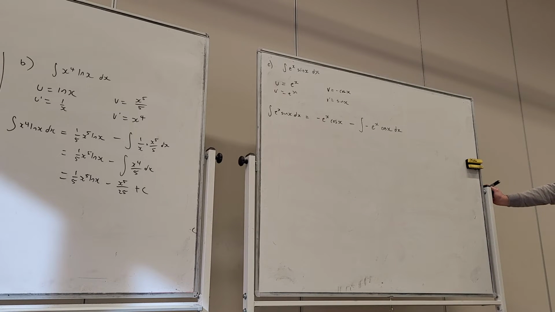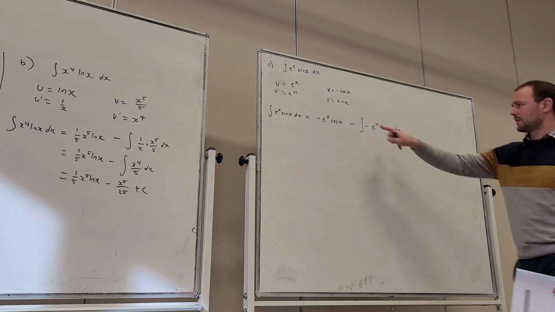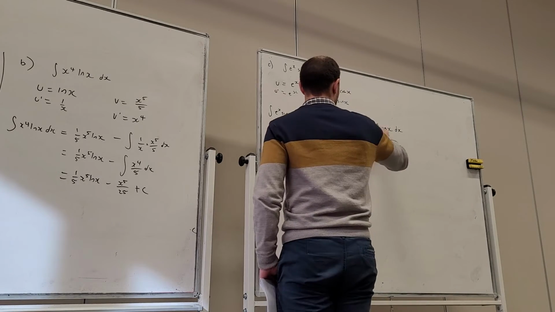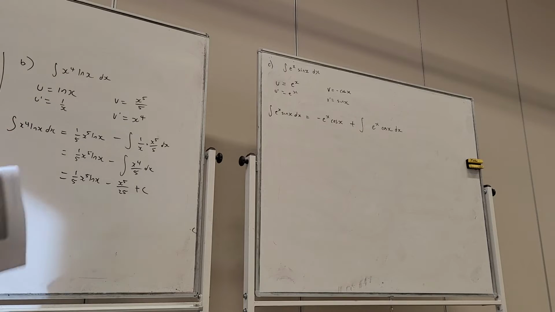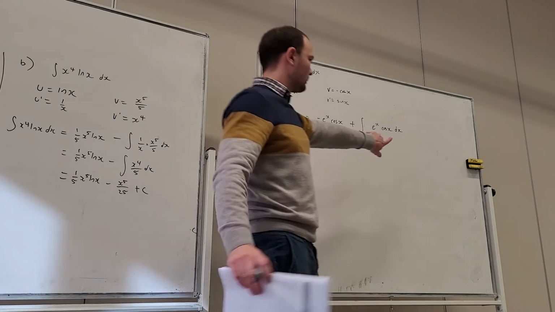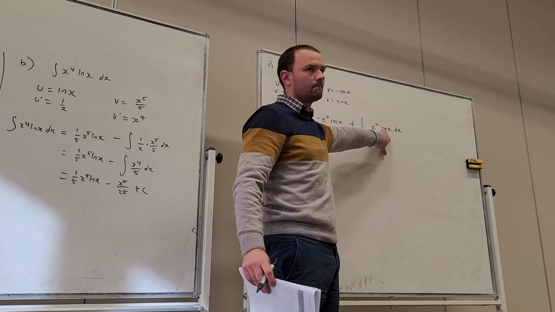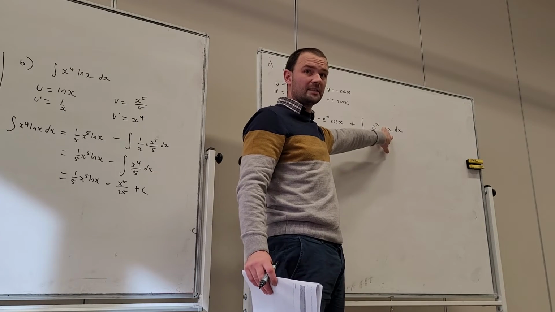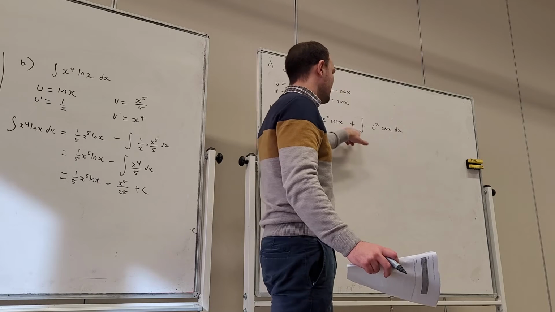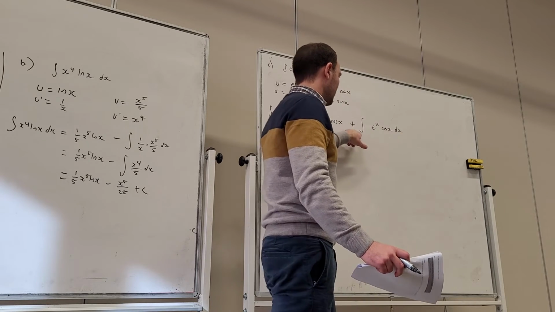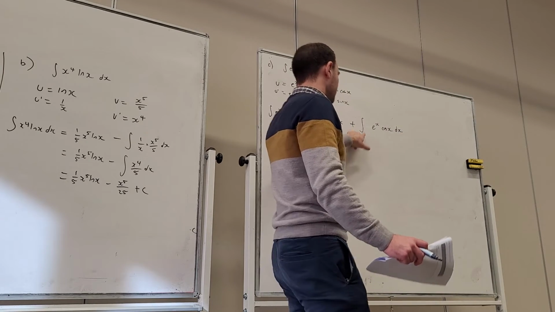Now, if we've done this, we can simplify that, right? Negative, negative will become positive. Now, we're going to notice a problem, which is we can't actually integrate that. So what we need to do is apply integration by parts again, just to this part.